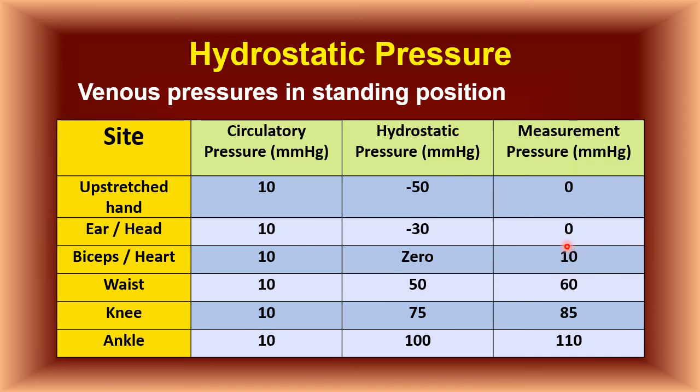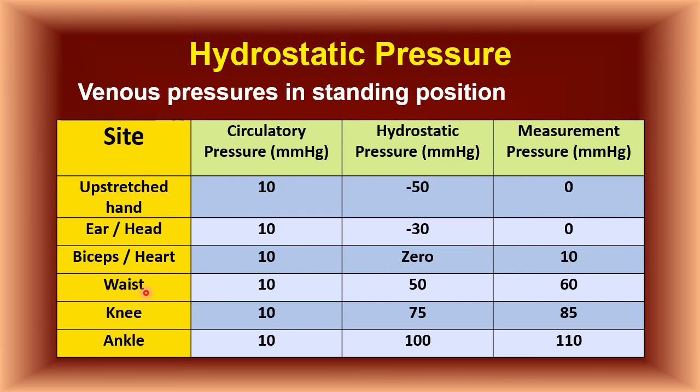So if I ask you what will be the total pressure in a supine patient at the level of the ankle, it is 10. At the level of the waist, 10. At the level of the head, 10. Any area of the body is 10. Why? Because this is the addition of 0 plus 10. It's 10 millimeter mercury. Right?